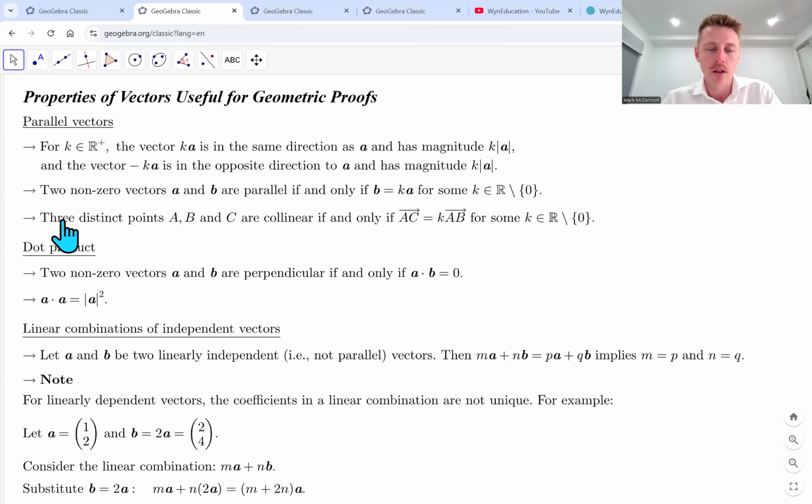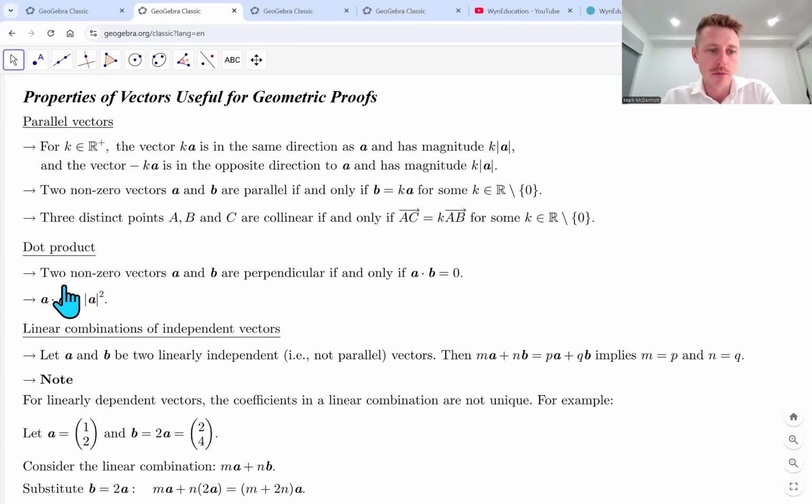So we also spoke about collinearity. Three distinct points A, B, and C are collinear if and only if vector AC is equal to a multiple of vector AB, again for some k not equal to zero. Go back and have a look at the video on collinearity. Basically, it just means those three points are on the same line.